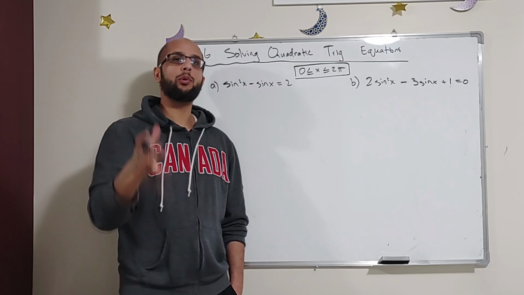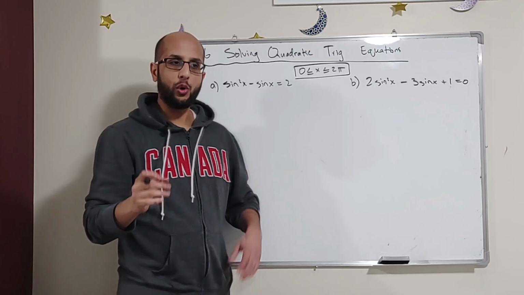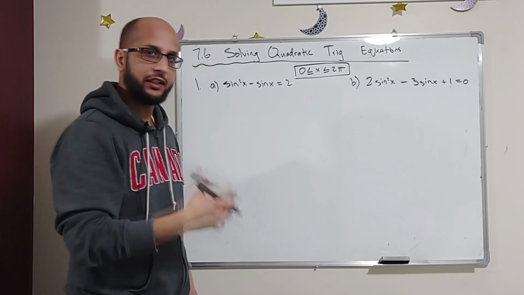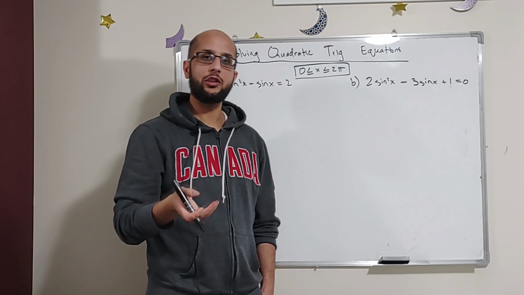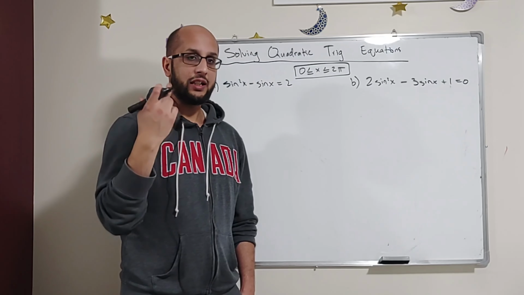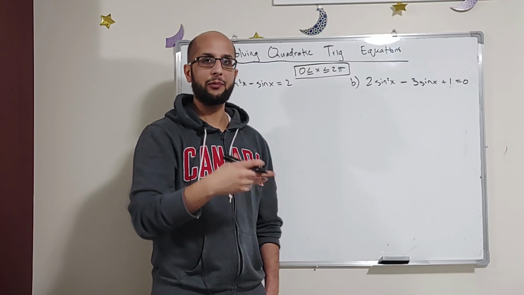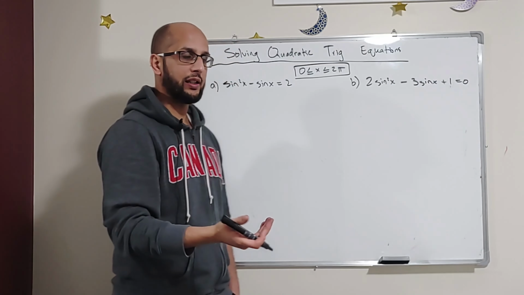All right, now we're going to get to 7.6, which is solving quadratic trigonometric equations. You're going to notice now, just like when we're solving linear polynomial equations and we go to quadratic polynomial equations, the difference is we're going to take the quadratics and turn them into linear, simplify them, factor them down so that we can work with linear equations.